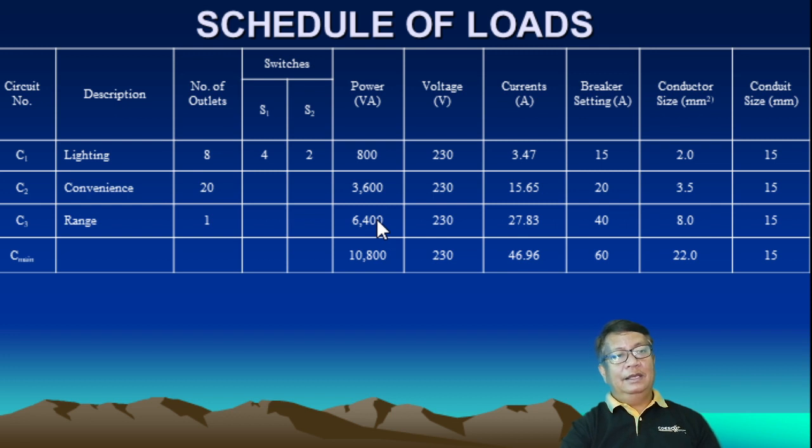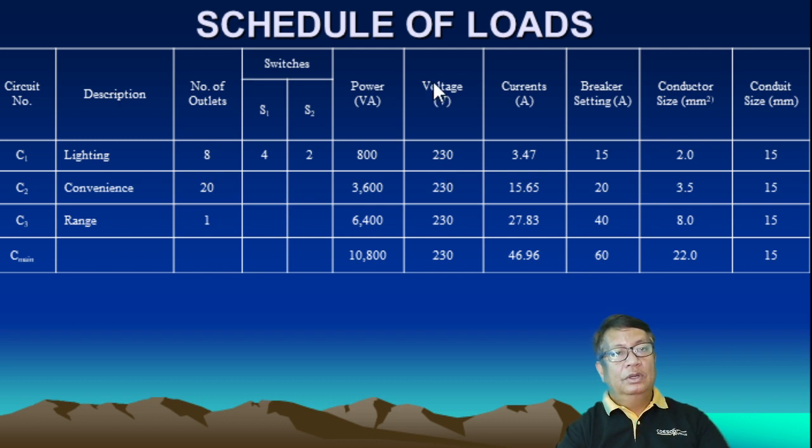For the range outlet, it depends on the watt or the volt ampere rating of your range, but it is proper according to the Philippine Electrical Code to allocate 6,400 volt amperes for the electric range outlet. So if you sum up this 800, 3,600, 6,400, then it has a total of 10,800 volt amperes.